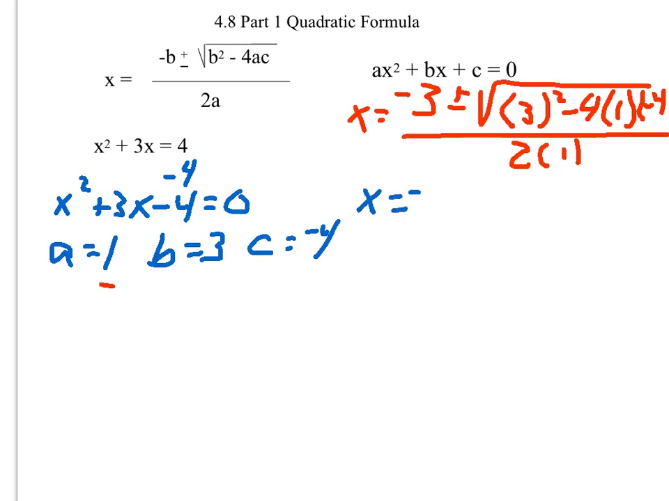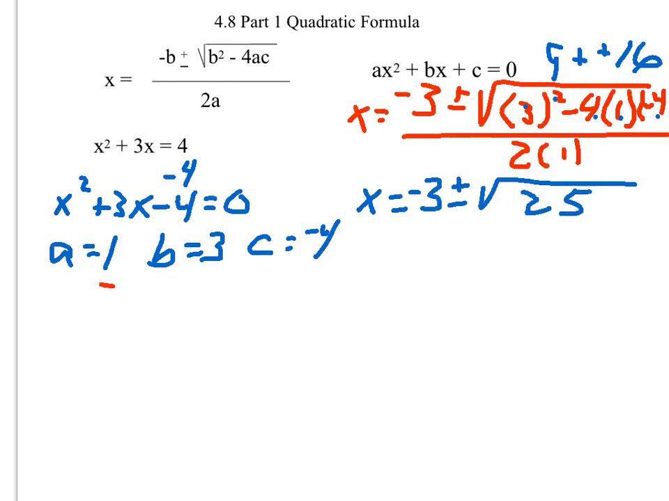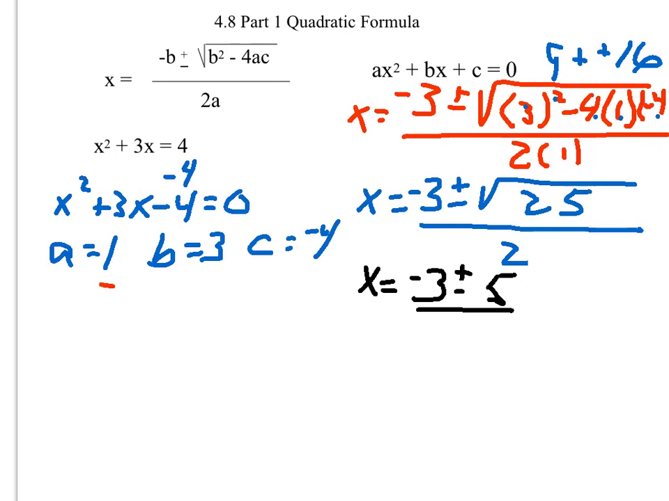So x equals negative 3 plus or minus the square root. Now, as we look underneath this square root, 3 squared is 9, minus 4 times 1 times negative 4, which would be negative 16. So minus a negative will be plus the positive, so 9 plus 16 is going to give us 25, all over 2 times 1 is 2. Now we know that the square root of 25 is 5, so we can simplify this down a little bit further. So we have negative 3 plus or minus 5, all over 2.